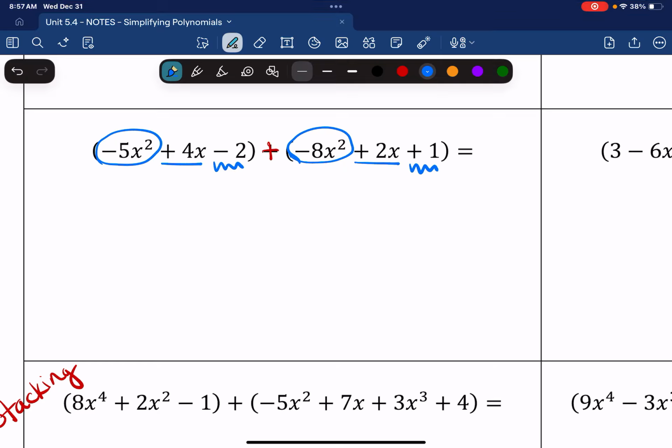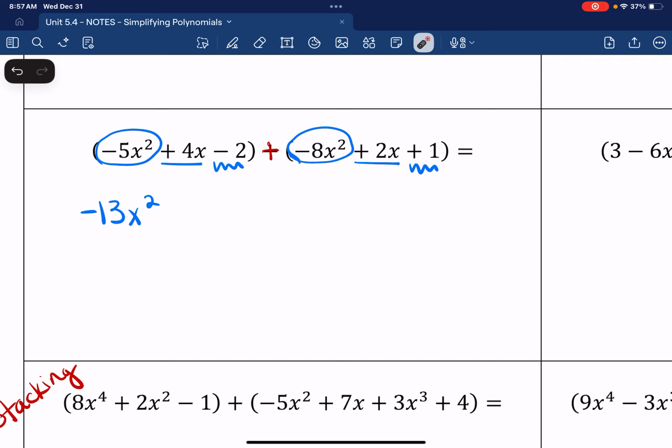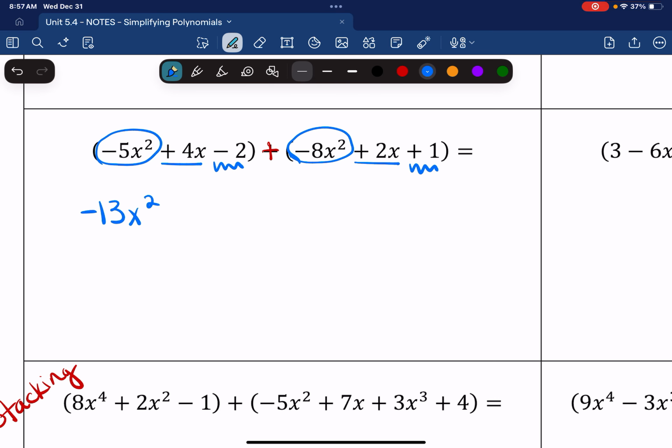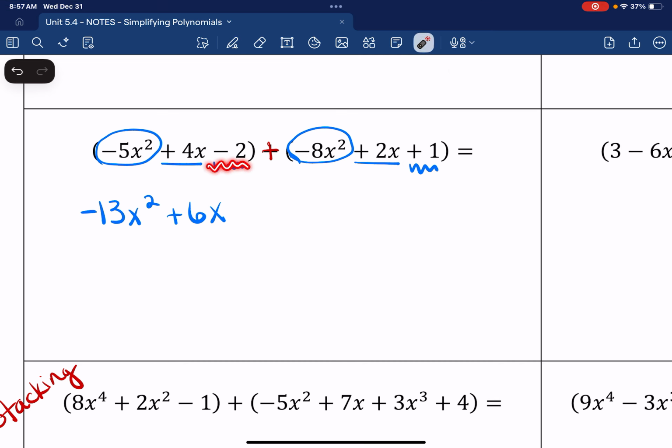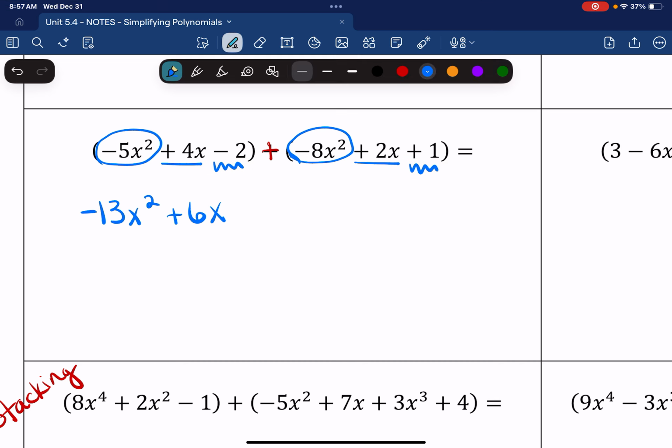So let's combine our like terms. Negative 5x squared minus 8x squared will give us a negative 13x squared. Then we have our plus 4x plus 2x. That gives us plus 6x. And then we have our minus 2 plus 1. That just gives us a minus 1. Easy, straightforward, not so hard.